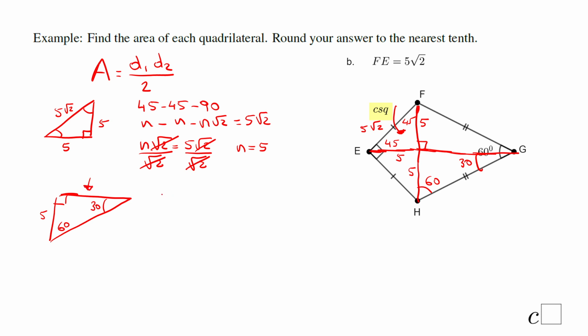Okay, so remember, n, n square root of 3 and 2n. That goes with 30, 60, 90. If you remember this, that will be great. Which means this guy, which is on the other side, will be this n square root of 3. Okay, so now we have everything we need.